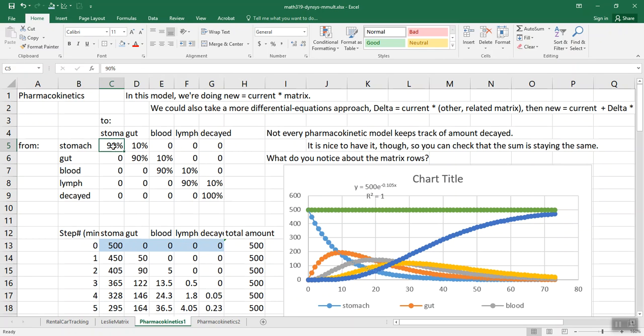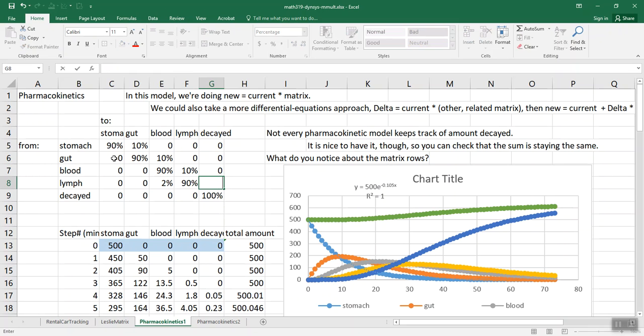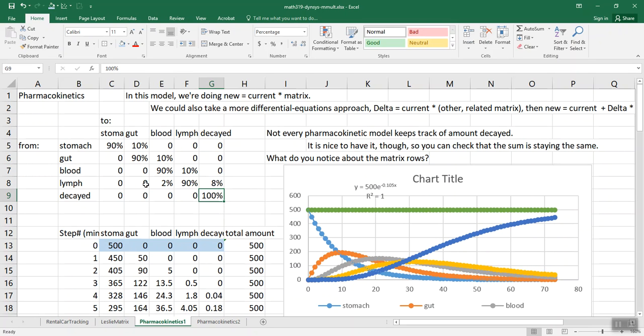What do you notice about the matrix rows here? Maybe you're noticing that they add to 100%, so we don't have to have everything moving on. You could have some backflow, like maybe 2% moves. Let's say stuff moves from the lymph back into the blood. That's entirely reasonable, but you don't want to erode a total more than 100% unless you think the body is somehow making more of this medicine on its own. So you can have flow backwards, or you could have it jump compartments entirely, especially if it's in the stomach. Some of it might get decayed immediately.